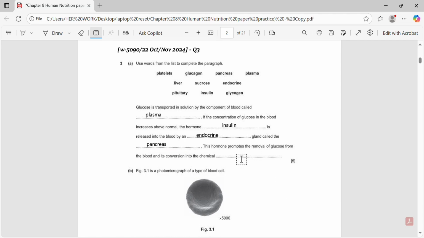Finally, insulin helps lower blood glucose by converting it into glycogen, which is a storage form found mostly in the liver and muscles.